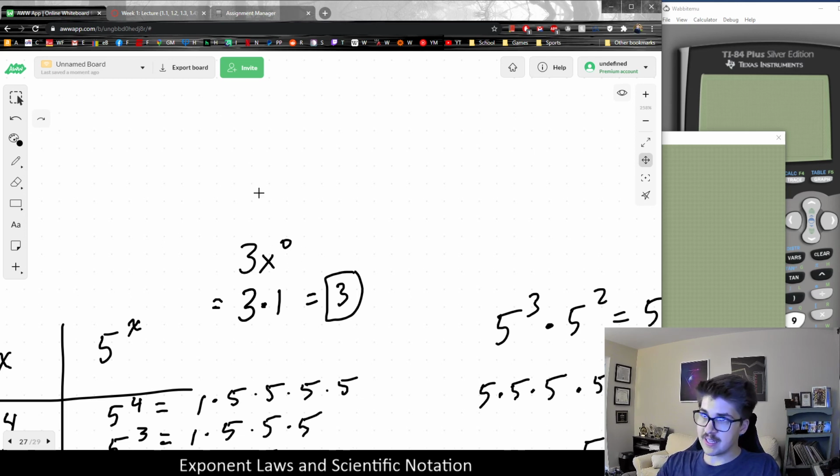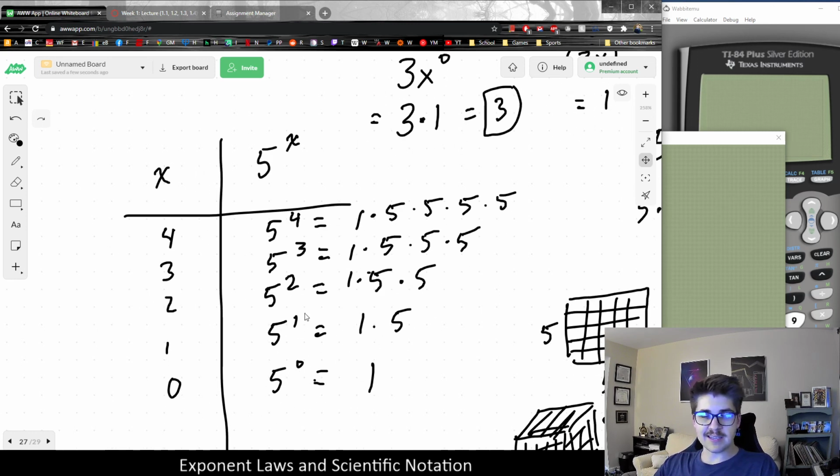Now, if I were to write it like this instead, (3x) to the 0 power, then yes, that would be equal to 1 because the whole thing is raised to the 0 power, and anything to the 0 power is always 1. Again, for that same reason: if I have nothing, when I'm talking about multiplication, we always start at 1.